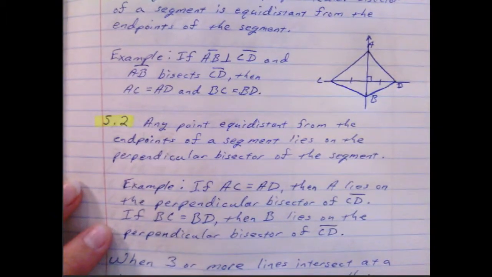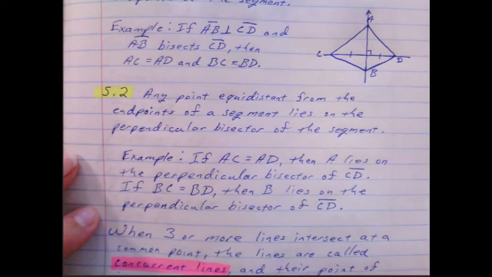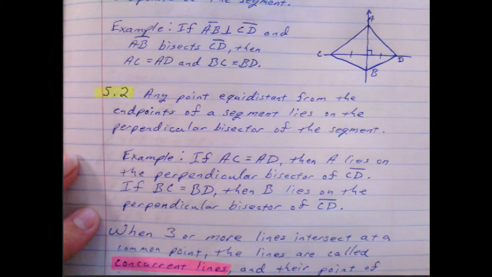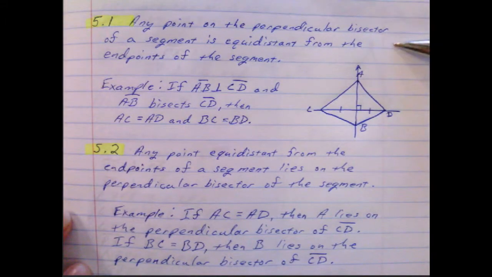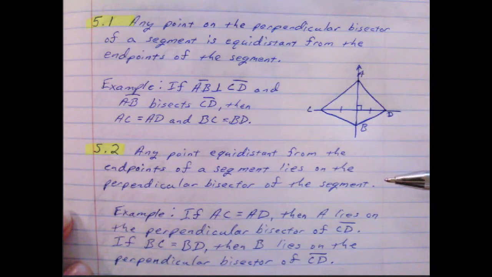Then 5.2 says any point equidistant from the endpoints of a segment lies on the perpendicular bisector of that segment. So it's taking exactly what we said for 5.1, it's just flipping it. Here we knew that it was a perpendicular bisector. Here we know that the distances are equal. Okay?